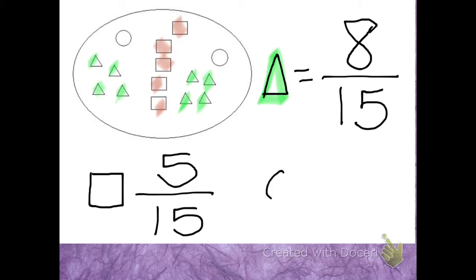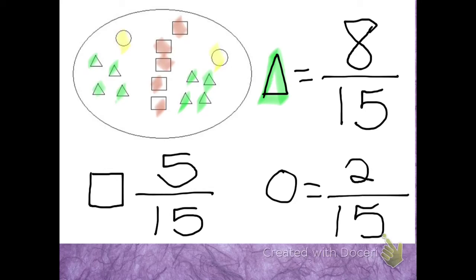Now let's move on to circles. Let's see how many circles there are. So the first thing that I would do is I would just need to count my circles. Here we go. 1, 2. So I already know my denominator. It's 15. That's the total number of shapes. And out of that, 2 of them are circles. So 2/15 are circles. And that is how you find a part of a whole.